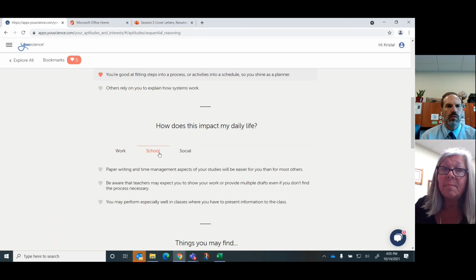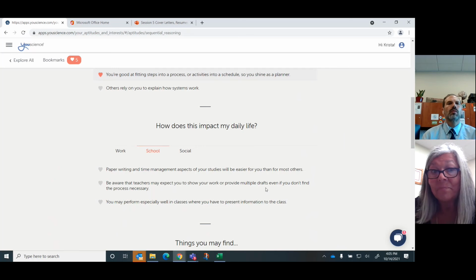So at school, it means paper writing and time management is going to be easier for me than for most people. Teachers may expect me to show my work, even if I don't think that's a necessary thing to do. I may perform well in classes where I have to present to the class. These are my strengths because I am a sequential thinker.